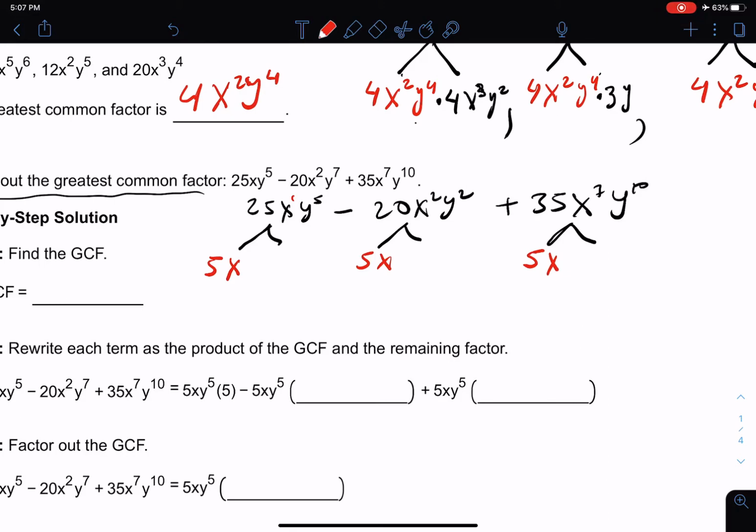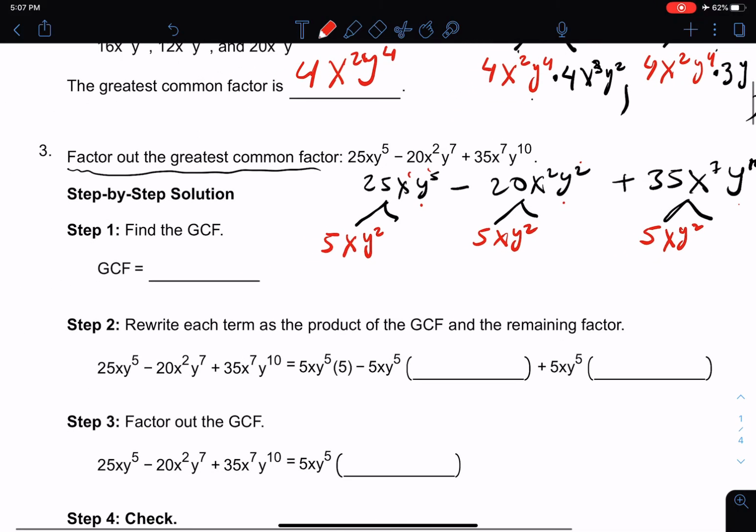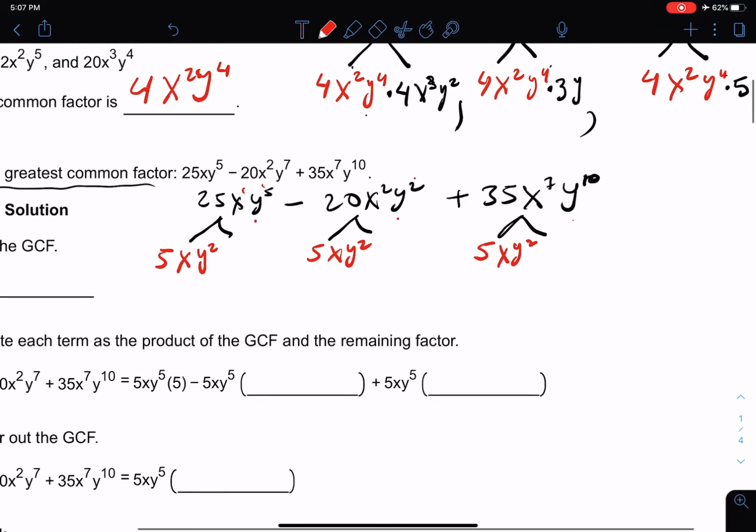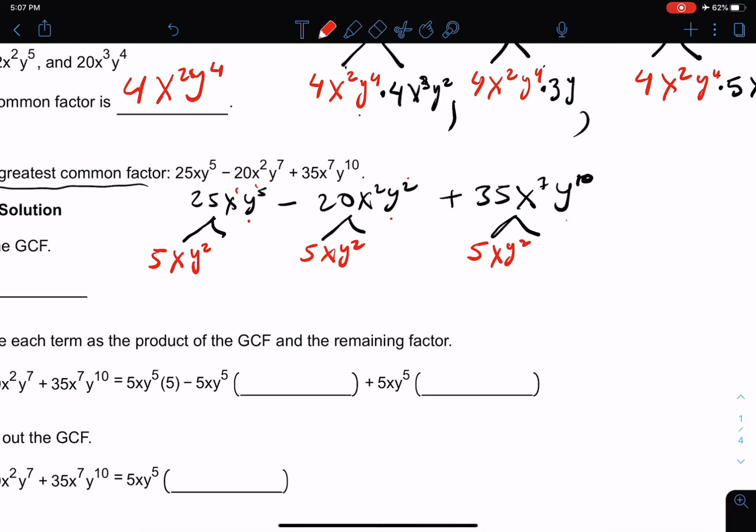And y to the fifth, y to the second, y to the, whoa, what is that? Y to the 10th. I'm going to clean that up because I can't even tell what it is. So in terms of the x's, x to the first was the largest, so that's it. And then I've got y to the fifth, y to the second, y to the 10th. Y to the second is the most I can take out. So there's your greatest common factor, which is 5xy to the, did I miswrite something here? Darn.